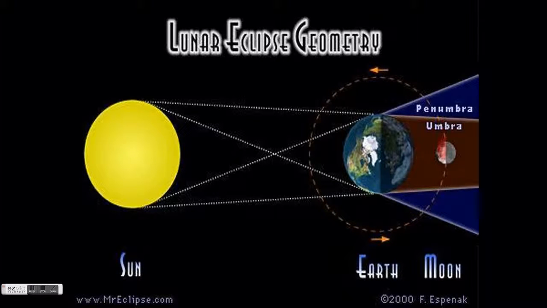As you can see from this diagram, a lunar eclipse can only occur during a full moon when the Earth passes in between the moon and sun, casting shadow on the moon.